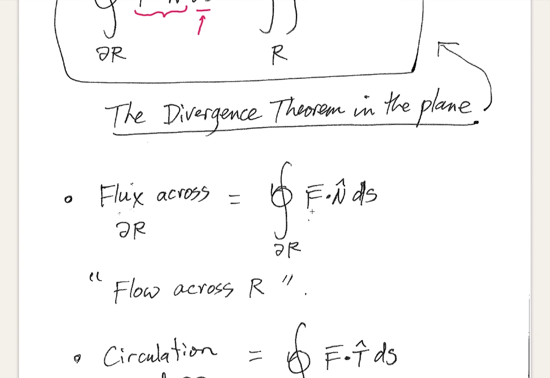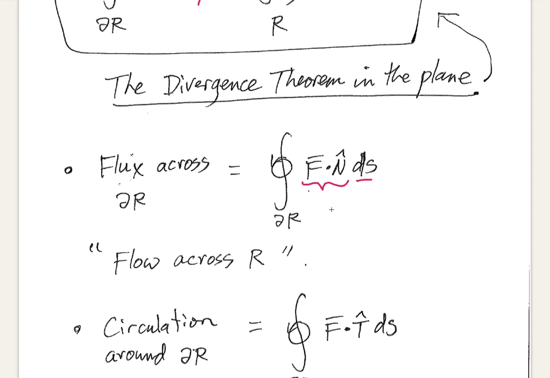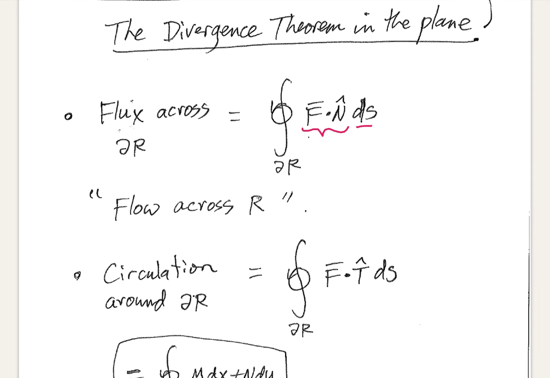Notice you're taking the components around the boundary, the components of f in the outward normal direction, for all the outward normals. You're just considering integrating over ds those components of f that point outwards from the region. That's flow across R, or flux across R.